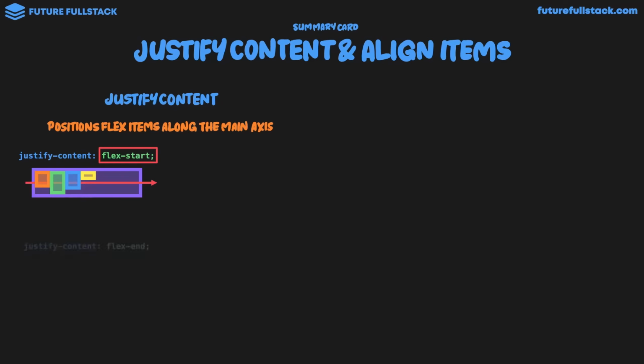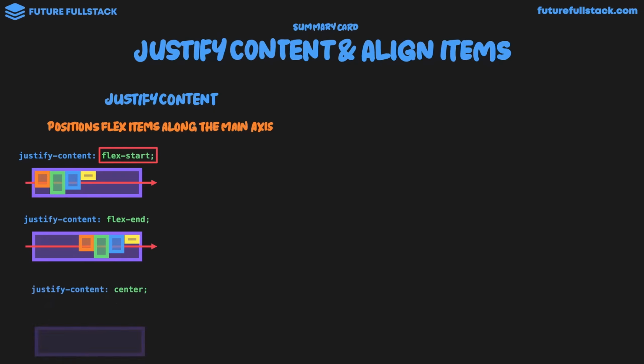The next value is Flex end. We have our Flex container, our main axis going from left to right. This means that Flex end is on the right of our main axis. So our Flex items are positioned like this. The next value we saw was center. We have our Flex container, our main axis going from left to right, and our Flex items will be centered along the main axis.